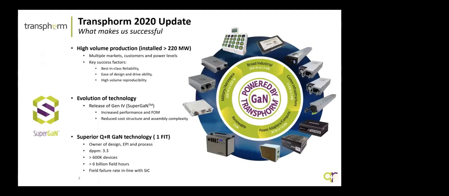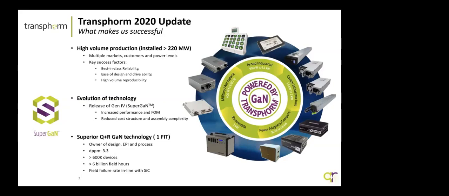So today, Transphorm has an installed base of over 220 megawatts in the market today. And these power levels range from 30 watts all the way up to 3 to 4 kilowatts in various applications in various markets. And key factors for us, based on our great quality and reliability, are the ease of design-in and drivability of our technology, as well as high volume reproducibility.